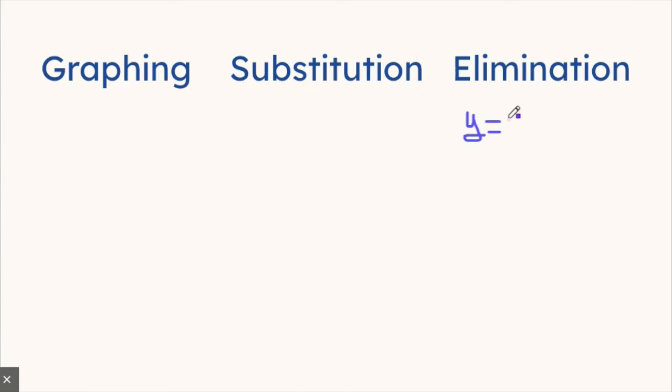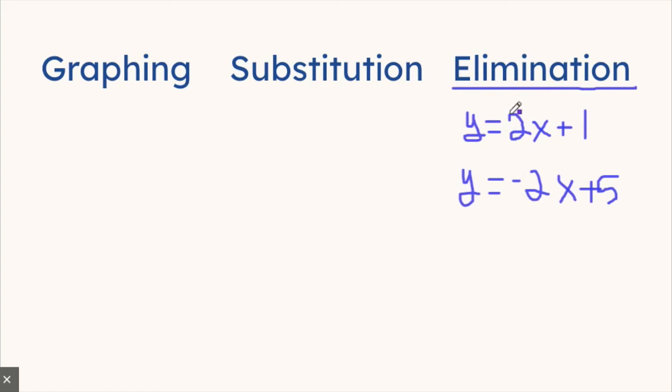With elimination, we're going to look at something like this. Let's say y equals 2x plus 1 and y equals negative 2x plus 5. We use elimination when there's a coefficient that is the opposite sign of the same number. For example, in this case, it's 2x and negative 2x. When they have the same number and the opposite sign, then we can use elimination.